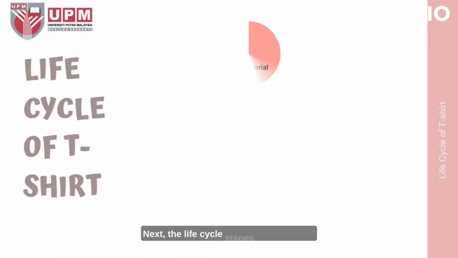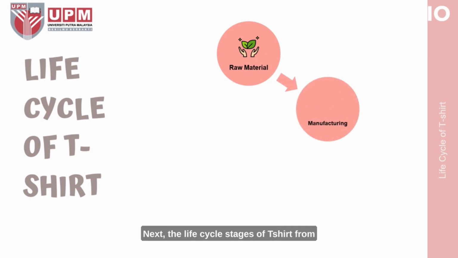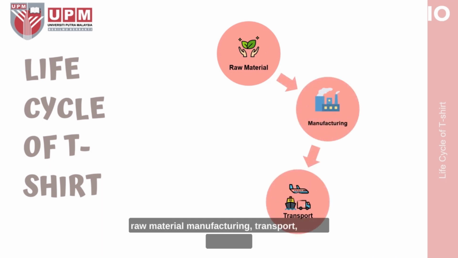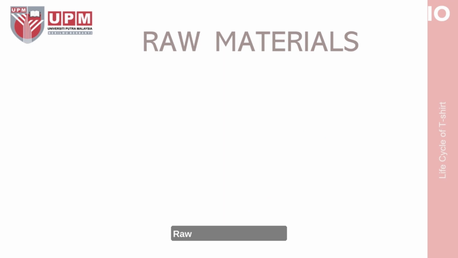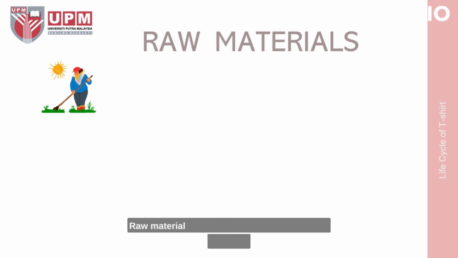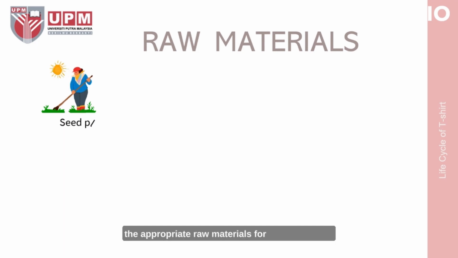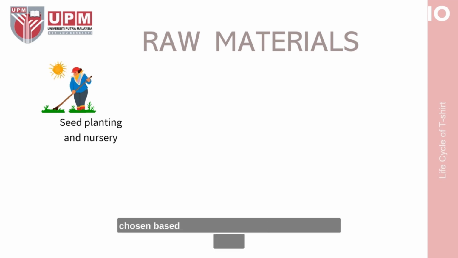Next, the life cycle stages of the t-shirt: from raw material, manufacturing, transport, use or consumption, and finally disposal. First stage is raw material. Raw material starts from seeding, planting, and nursery. Raw material selection. The first stage involves selecting the appropriate raw materials for making t-shirts. The main raw material used is cotton, but other materials like polyester, rayon, or blends may also be chosen based on the desired characteristics of the fabric.